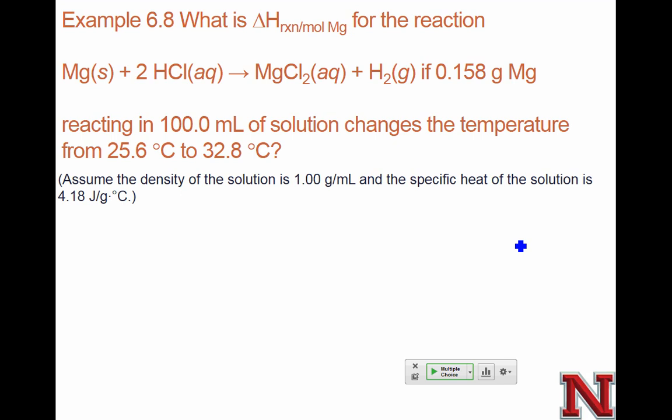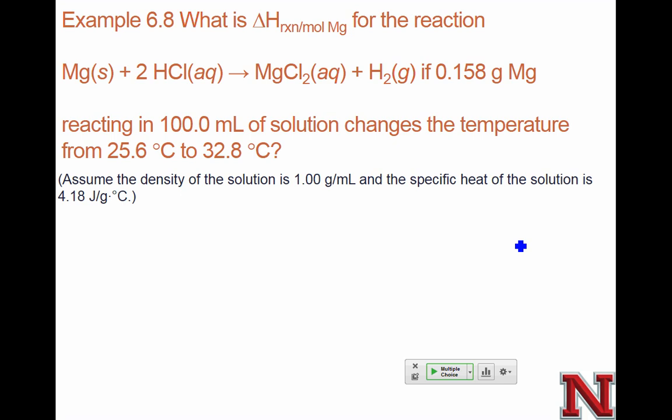Now first we want to know our delta H of the reaction per mole for magnesium. I don't know why magnesium is small there. My program must have switched it, but magnesium is not supposed to be subscripted. So we want to know for magnesium specifically. And this really will tell us our delta H for the reaction, because 1 mole of magnesium is going to give us our delta H. So if we figure it out per mole, this tells us our delta H for the reaction.